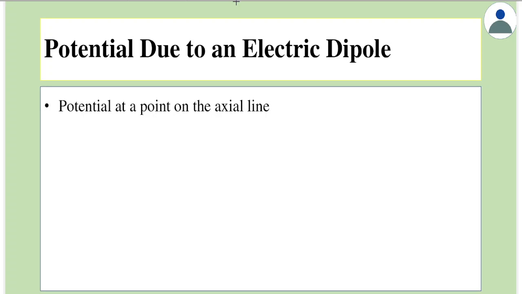Let's study about the potential due to an electric dipole. An electric dipole is defined as a system of two charges having same magnitude but different polarities and having a small separation between them. So this system is called as electric dipole.